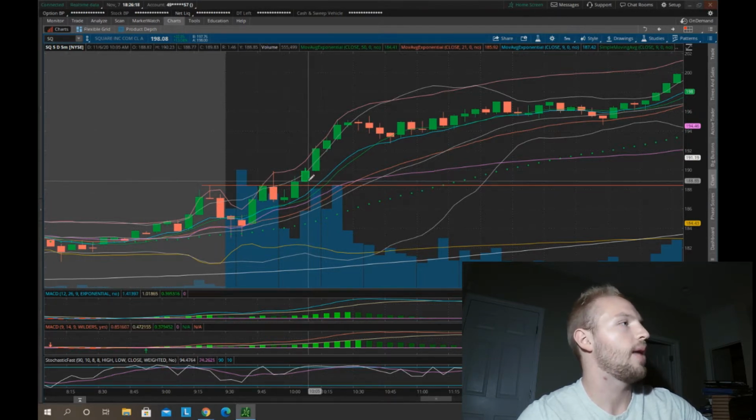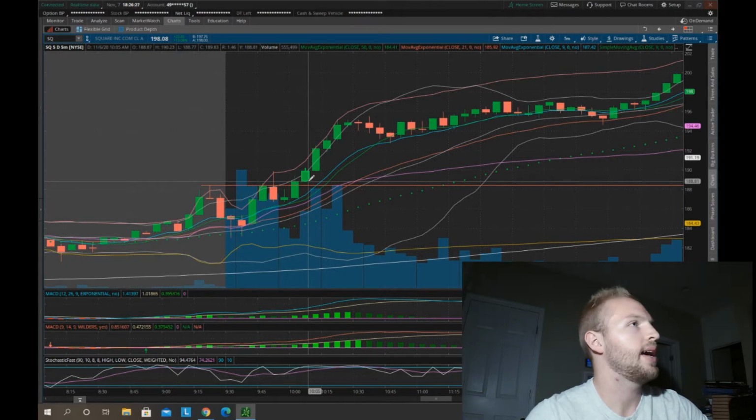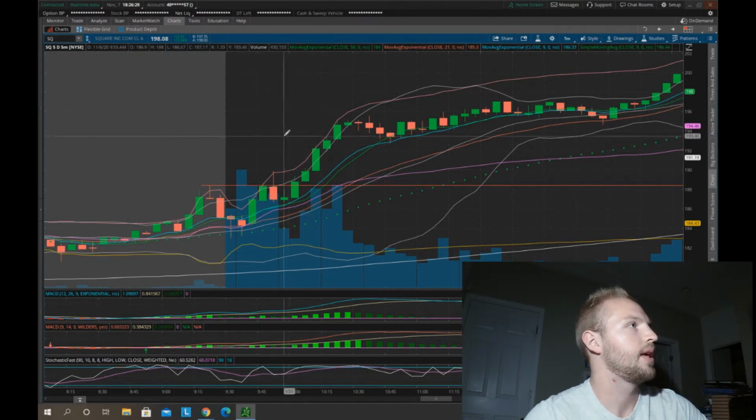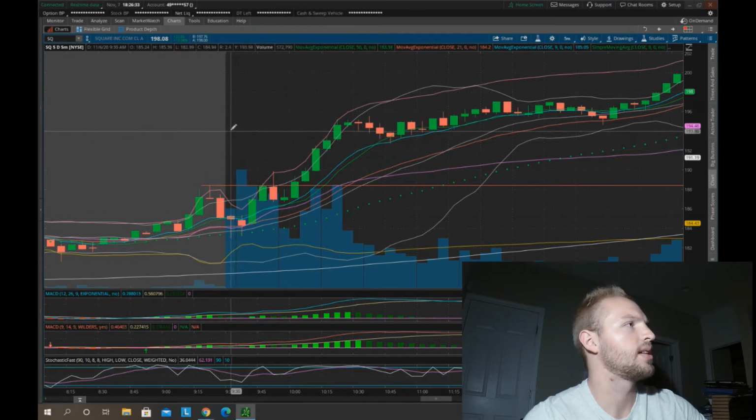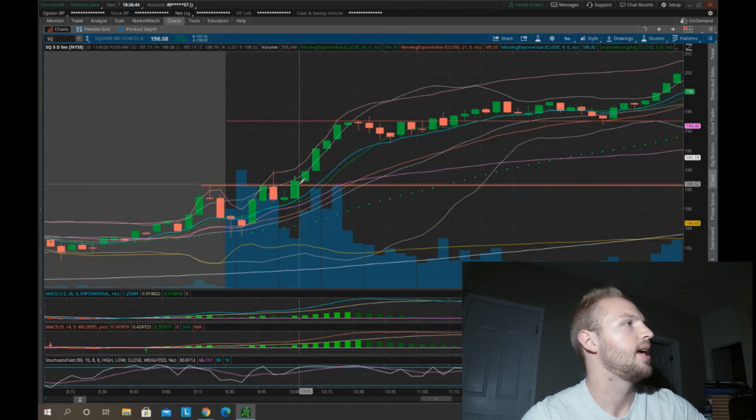Okay, so now I have my entry. Where am I going to exit? And where am I going to take profit? Well, I actually traded this the other day, and I knew that I had a resistance at 195. Okay, so we had a resistance there at 195, and I already knew that ahead of time. So what I did was I entered here.